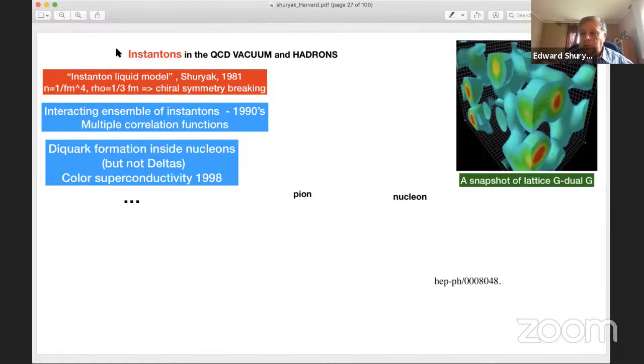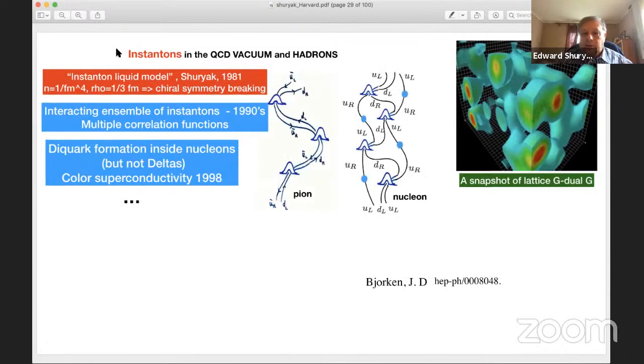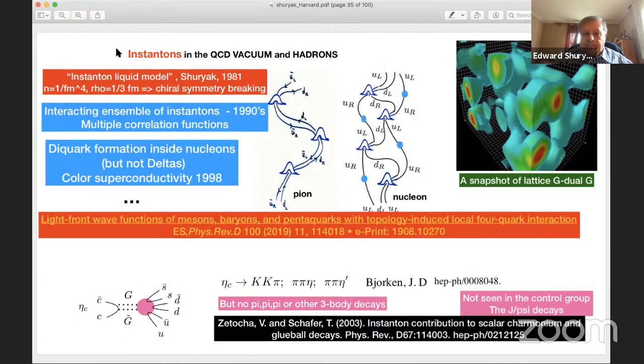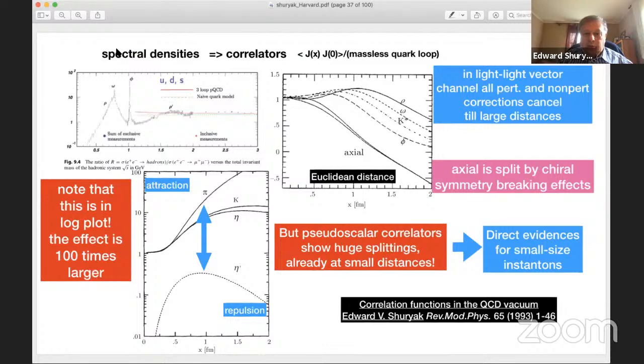And in this model, you can calculate correlation functions. Maybe I go to correlation functions. There is this striking feature. So what are correlation functions? It's a correlator of two operators in the vacuum average. In condensed matter physics, people have lots of correlation functions as well.